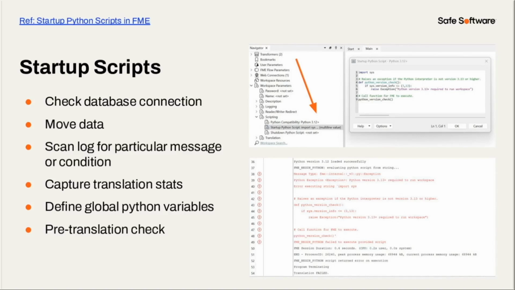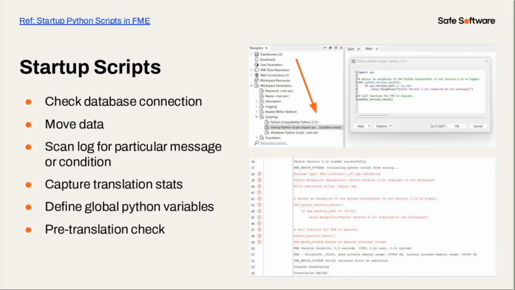A startup script can be used to do things like check a database connection, scan the log for a particular message or condition. It can move data. It can also write out the translation statistics to a custom log, database table, or even email them to an admin. It can define global Python variables that can be accessed later on in the translation within a shutdown Python script. And it can also do a pre-translation check.